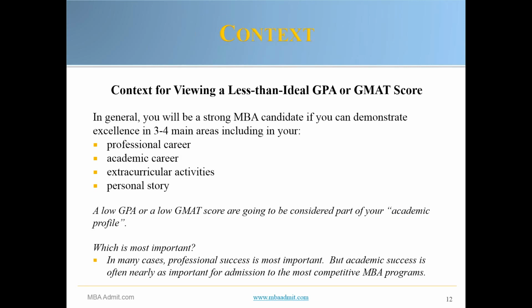So a quick frame for how you override a less than ideal GPA or GMAT score is simply that you're going to try to offer evidence of excellence in the other areas: professional, extracurricular, and personal story. You do what you can to highlight the successes there if you have a deficit in the academic arena. The other approach is to show other metrics that attest to your strong analytical and academic abilities, and we'll go through what some of those other metrics can be. But before we get to the strategies, let's first understand what constitutes a low GPA or low GMAT score.